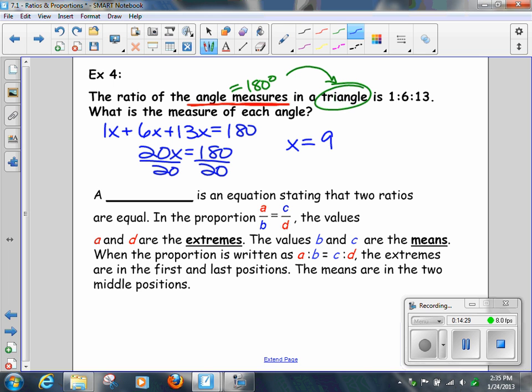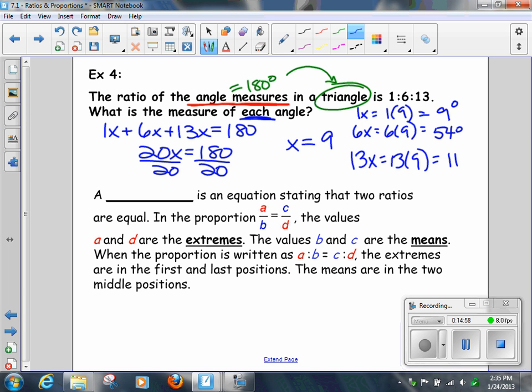Why am I having to multiply by every single one of them? Each angle. All right. 1x is going to be 1 times 9, which is 9, right? 6x is going to be 6 times 9, which is 54, right? And then 13x is 13 times 9, which is something big, right?